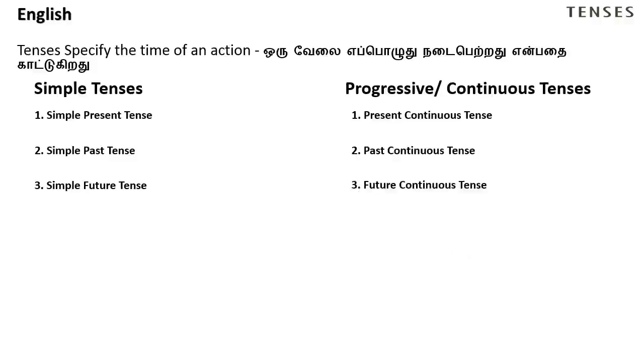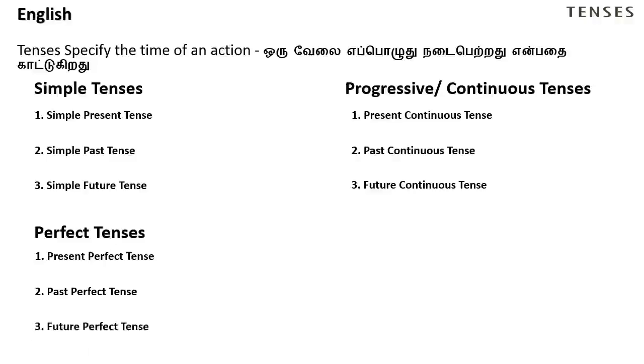And the final category, the fourth category, perfect continuous or perfect progressive tenses. So here also we have three. The first one is present perfect continuous, second past perfect continuous, and then future perfect continuous.